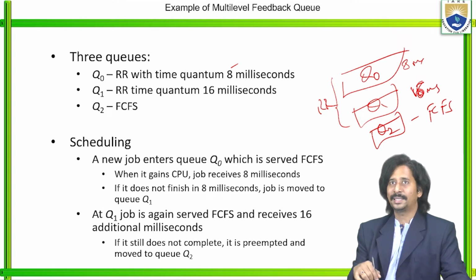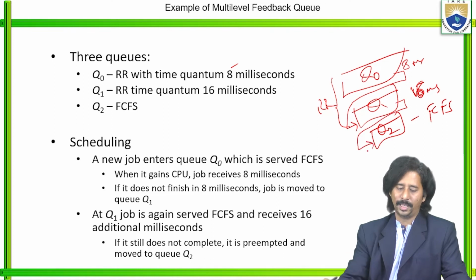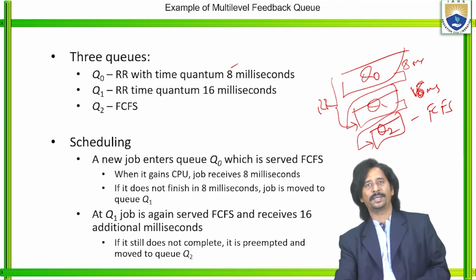So this is a multi-level feedback queue. Automatically the output may act as an input to the next one. So here is how the scheduling takes place.